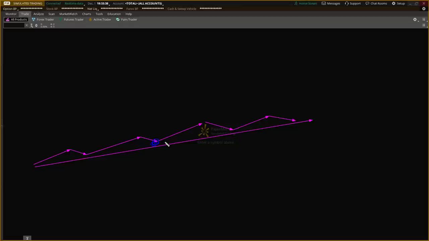So how do we avoid that problem? We avoid that problem by taking profits into strength. When the stock is moving up, when the stock is reaching our goal in the trade, take the profit.